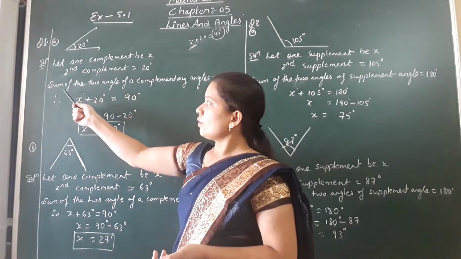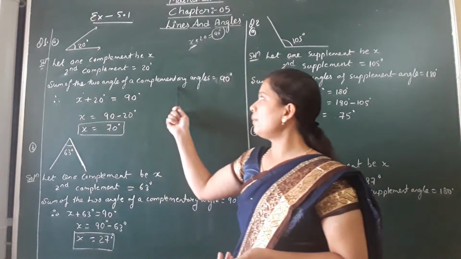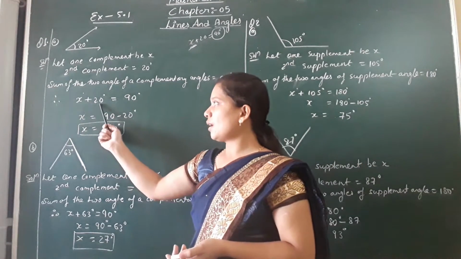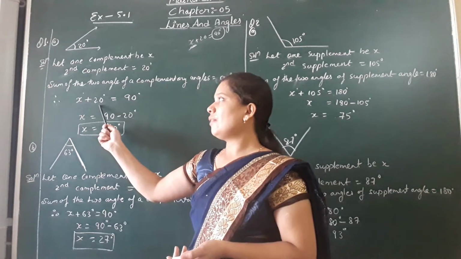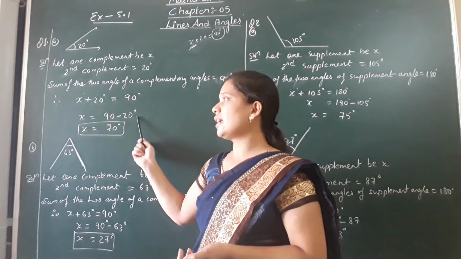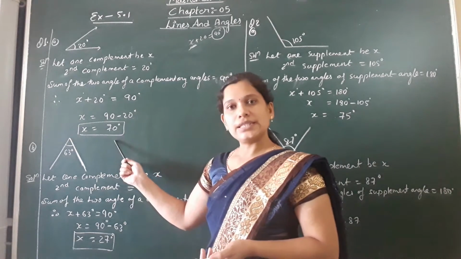According to the definition that the sum of the two angles of a complementary angle is equal to 90 degrees, angle x plus 20 is equal to 90. When we transpose this 20 from the left hand side to the right hand side, it will become minus. So x is equal to 90 minus 20, which is 70.